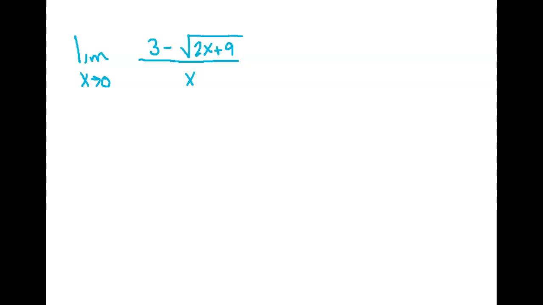All right, so if we direct substitute a 0 here, you notice we get 3 minus the square root of 9, which is 3. So 0 on top, 0 on the bottom. That means that we have a hole in the graph at x equals 0, and we need to do something to remove that discontinuity. So that something that we use is multiplying by the conjugate.